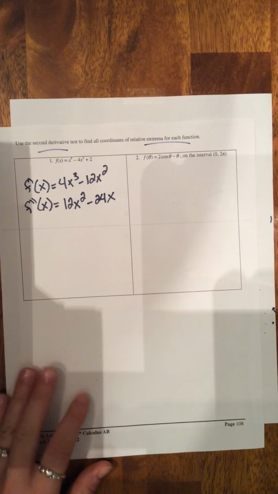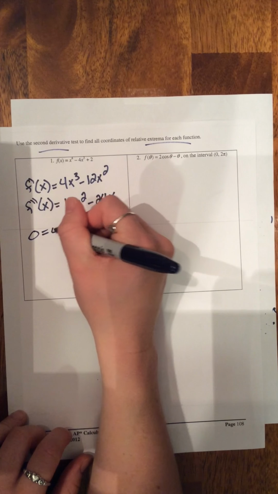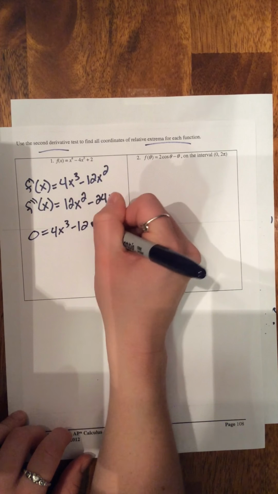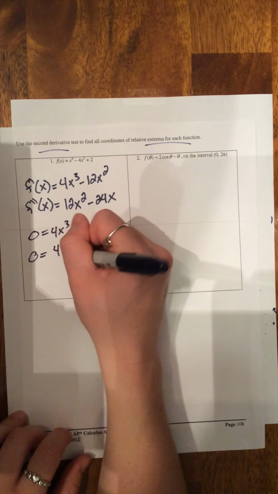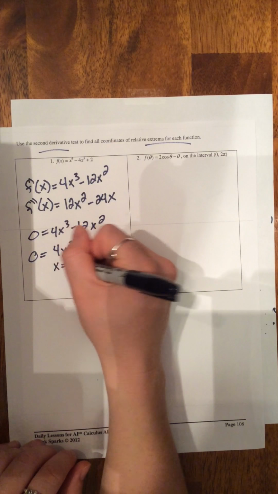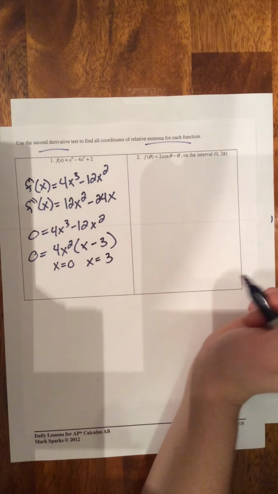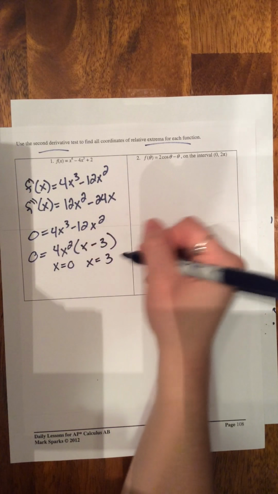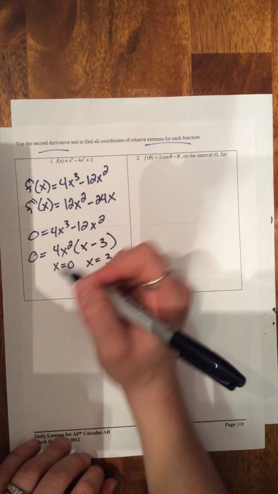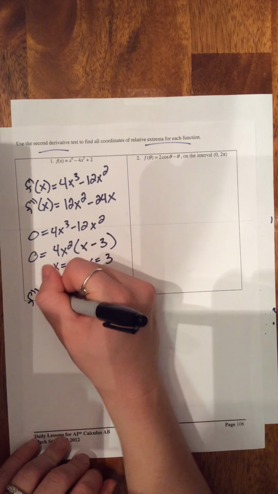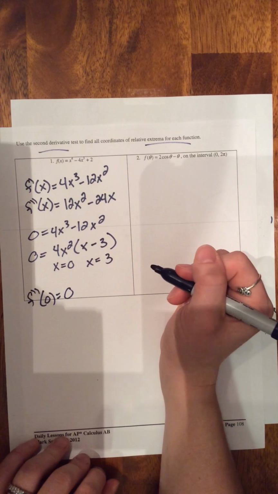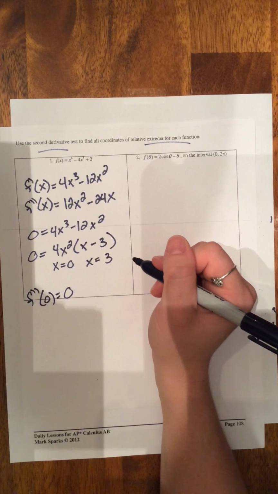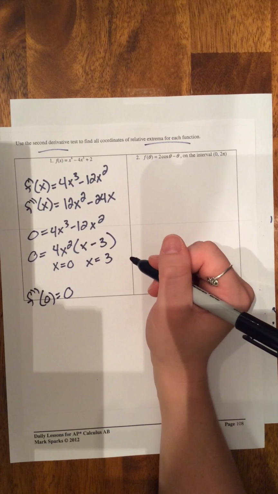So I'm going to set the first derivative equal to 0. I'm going to factor out a 4x squared. And I can see that at x equals 0 and x equals 3, something's happening. It's a possible min or max at both of those locations. If I go into my second derivative, f double prime of 0 would be 12 times 0 minus 24 times 0. I get 0. So nothing is happening there because it's not saying f double prime is greater than 0 or less than 0.